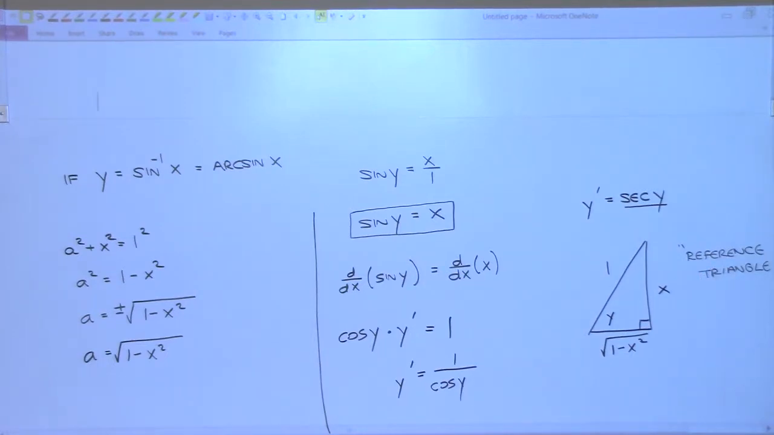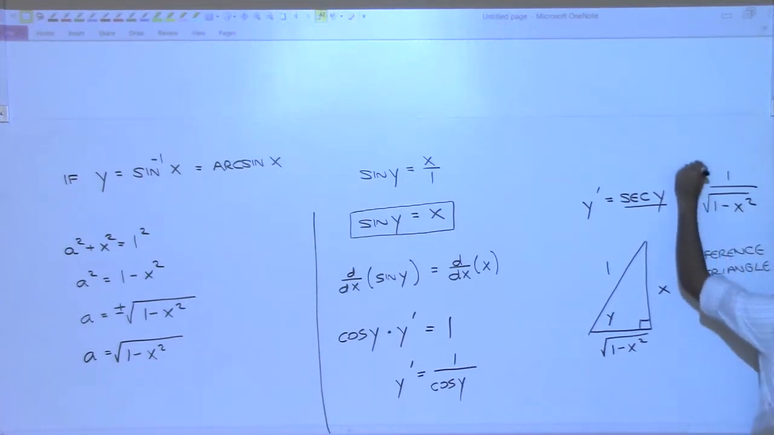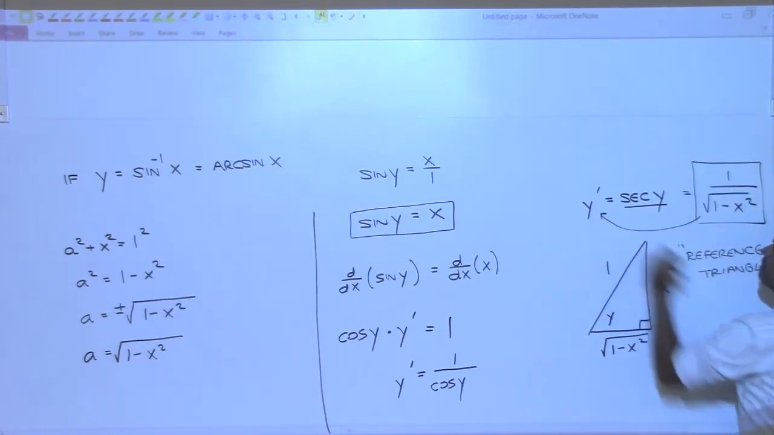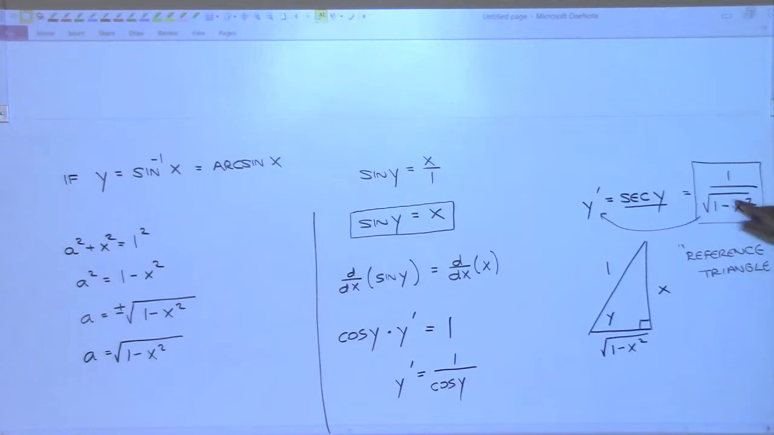Well, what's secant y then? We said it was this over this, right? And now if I just replace that, 1 over the square root of 1 minus x squared, I now have a formula for the derivative, don't I? And it has x in it instead of y.